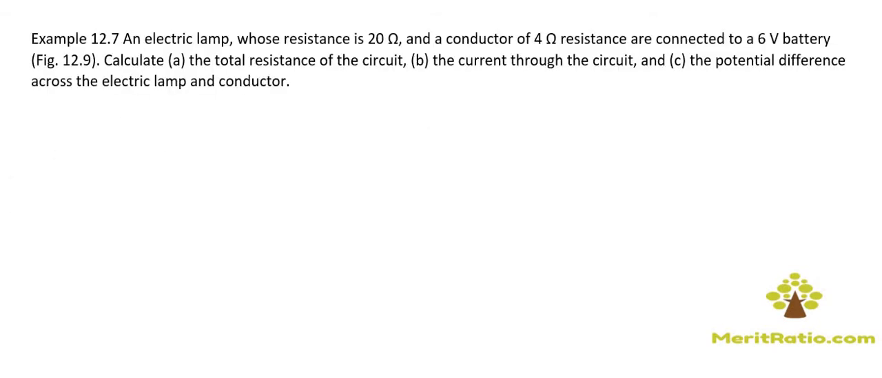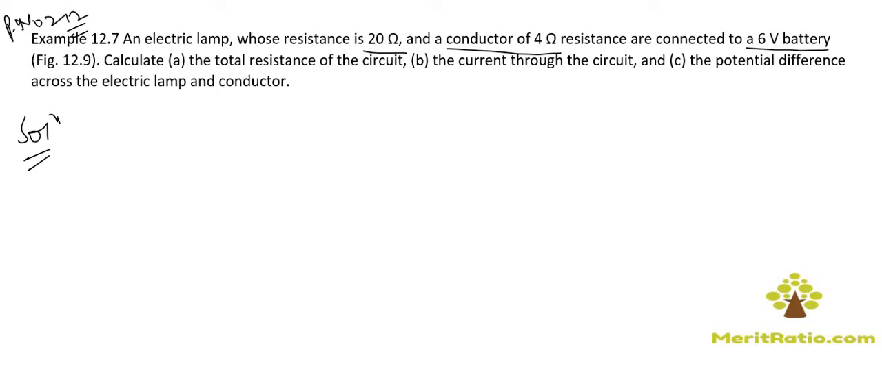The example based on series combination, example 12.7 of page number 212 of NCERT. In this question it is said, an electric lamp whose resistance is 20 ohm and a conductor of 4 ohm resistance are connected to a 6 volt battery.